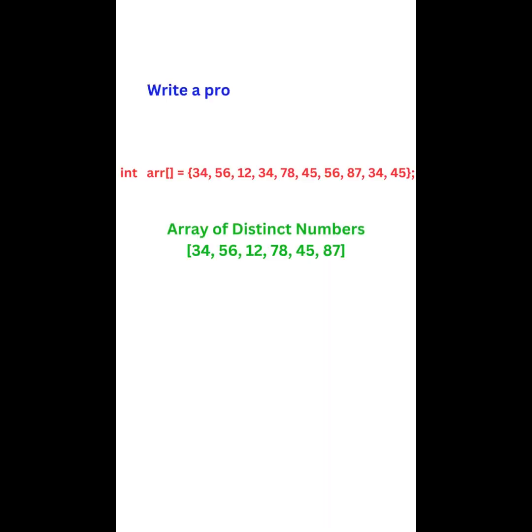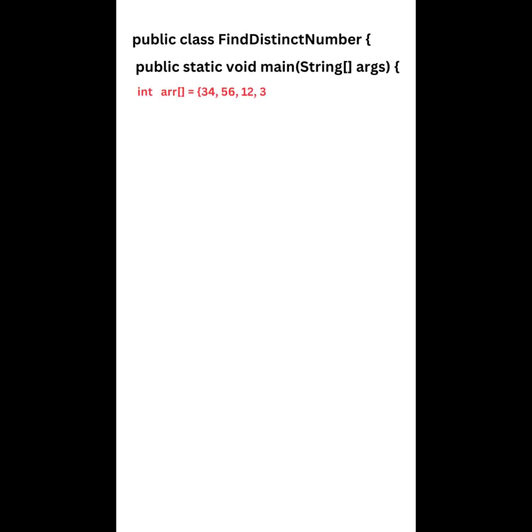Write a program to find distinct numbers in an array. Here, we have an array with repeated elements. We need to find an array of distinct numbers. Let us start writing the code. This is an integer array. In this example, we are going to create an integer array list and then add the distinct numbers to that.